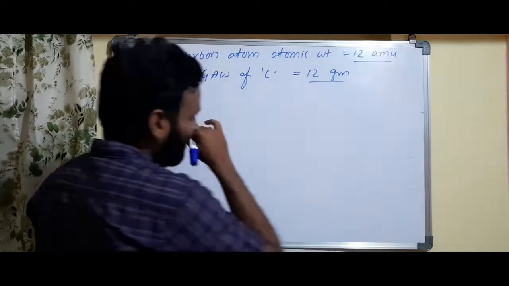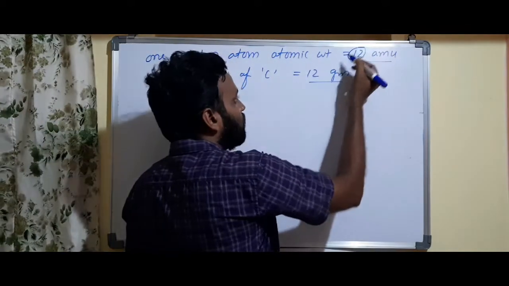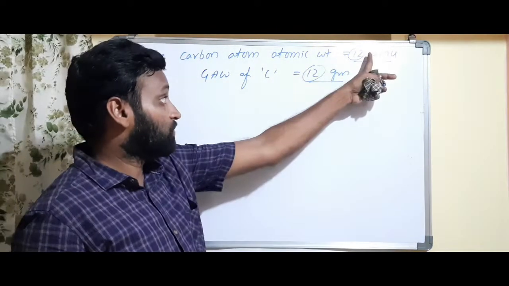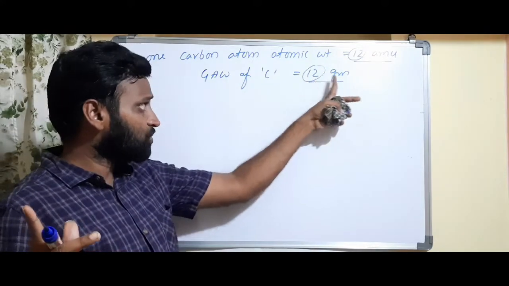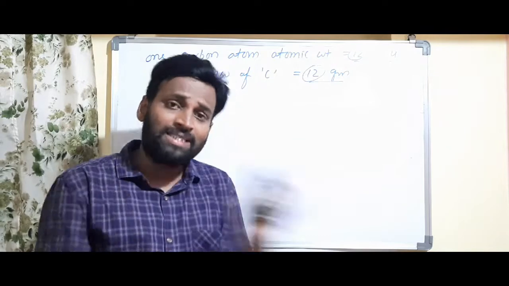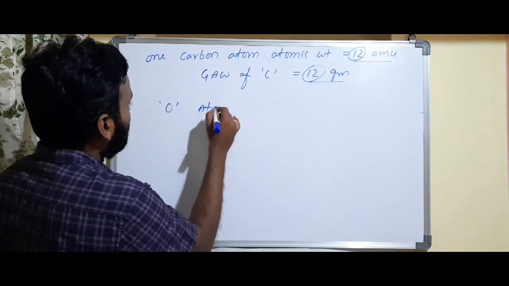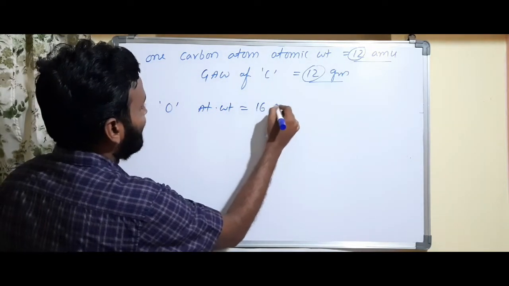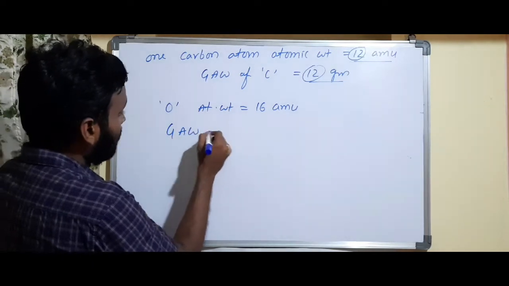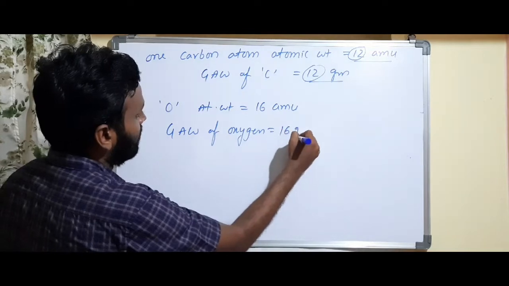Then what is the difference, sir? Value wise there is no change, here 12 and here 12, but quantity wise there is a lot of difference. This is the mass for 1 atom. This 12 grams is for Avogadro number of carbon atoms. The value will be the same. Suppose oxygen atomic weight, how much? 16 AMU. Gram atomic weight of oxygen, how much? 16 grams.